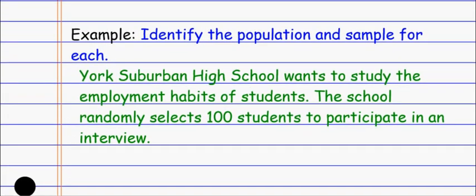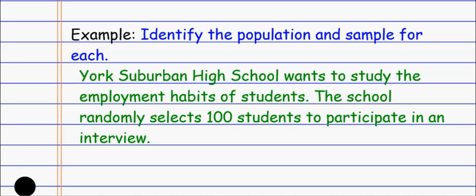For example, here we want to identify the population and the sample for each. Here's the situation. York Suburban High School wants to study the employment habits of students, and the school randomly selects 100 students to participate in an interview. We want to know what students are doing in terms of part-time jobs and that kind of stuff. What are their work habits, their employment habits outside of school?